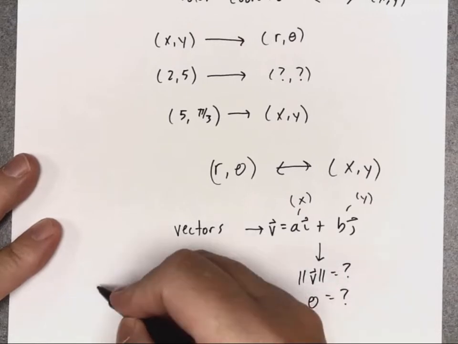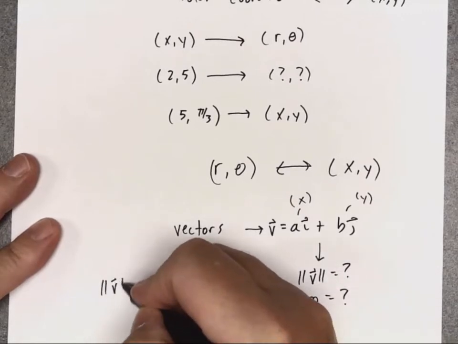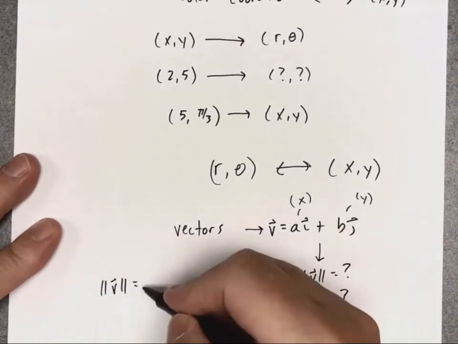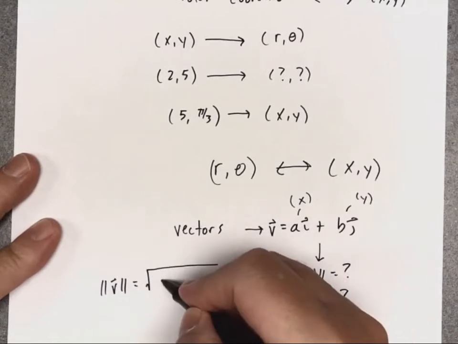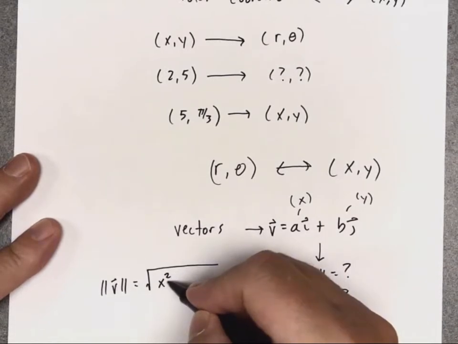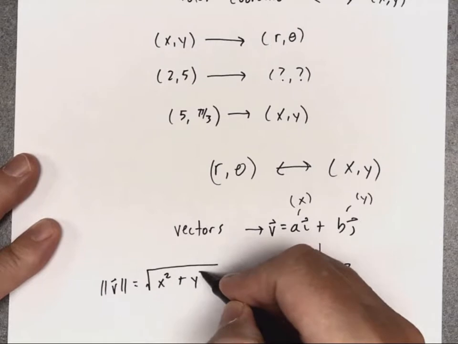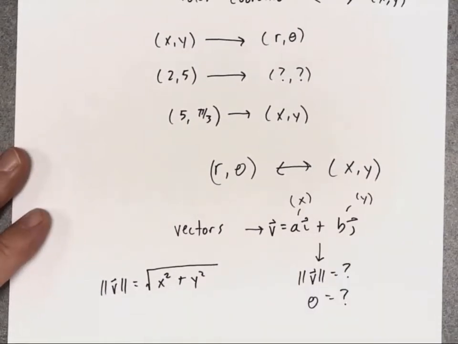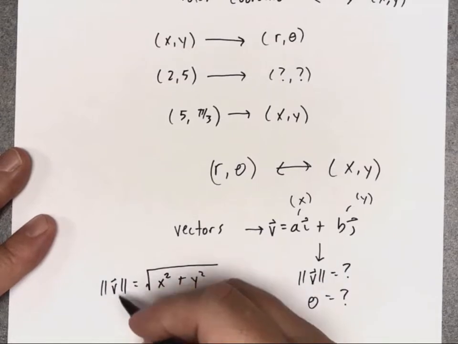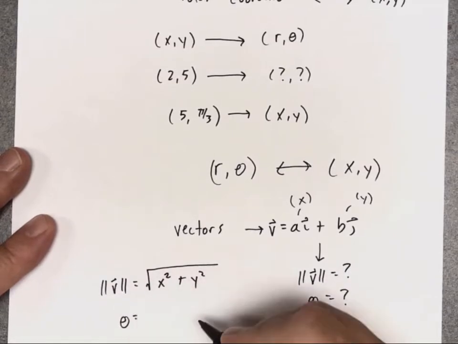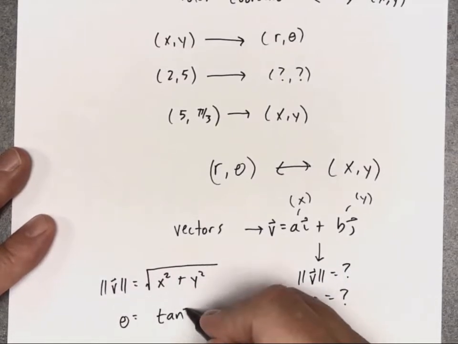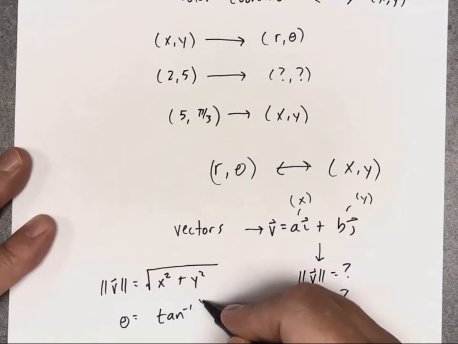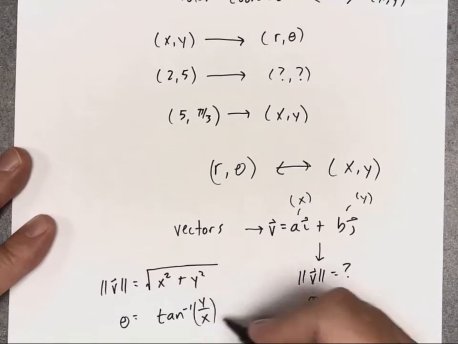And if you recall, in general, whenever you're finding the magnitude of a vector, I wrote it like this. You take the x part, you square it, and you add it to the y part squared and square root the whole thing. And then we said that to find the angle, you take the inverse tangent of the y part over the x part.